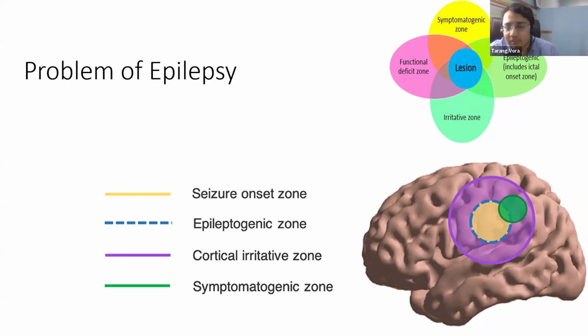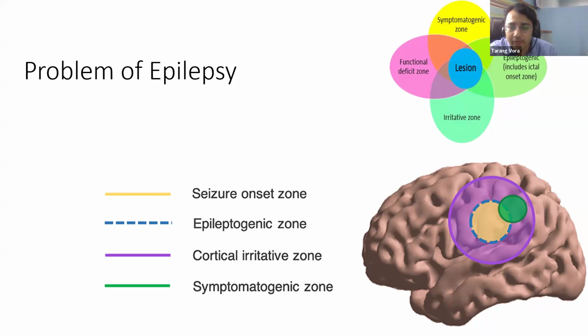So we have multiple zones. A seizure onset zone is one where this abnormal epileptic activity is starting. It generally corresponds to the epileptogenic zone. And there are some zones that are outside this zone. That is an irritative zone and a symptomatic zone.